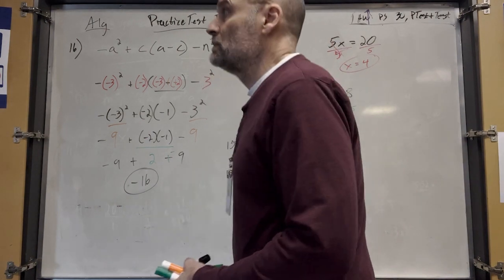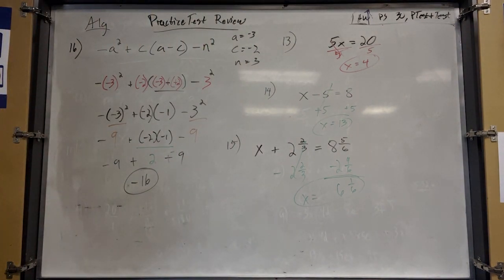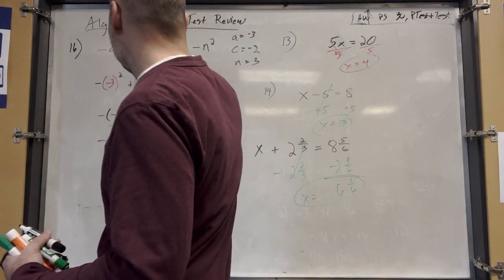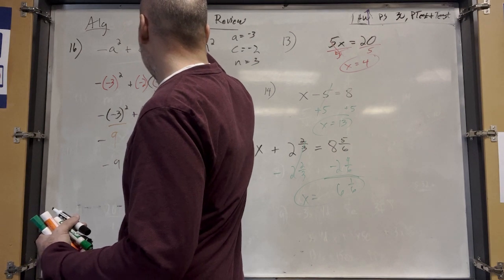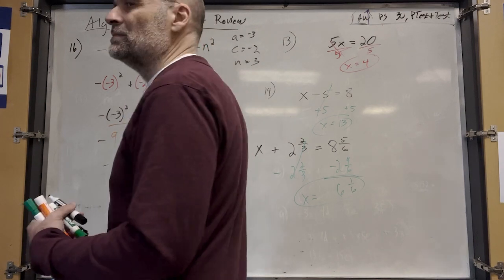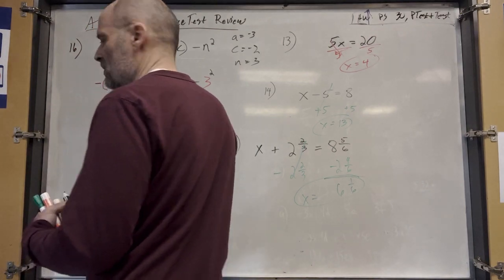All right? Lots of math in this one. Yeah? I'm confused because it says negative a squared plus c parenthesis a minus c minus n squared. So if the c and the a are multiplied, that'd be negative 9 plus 6. If you distribute it instead? Yeah. So that would be plus 6, times or plus negative 4. Right? So it should also give you positive 2.